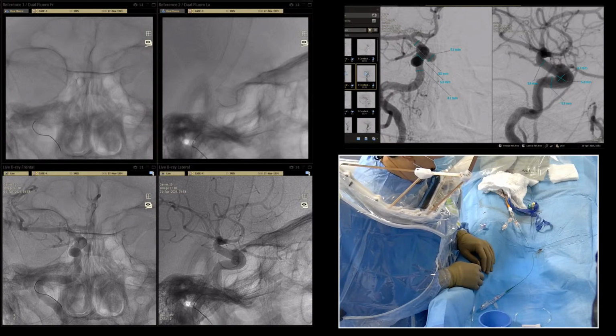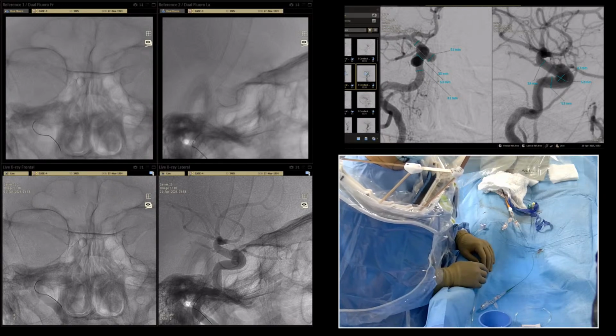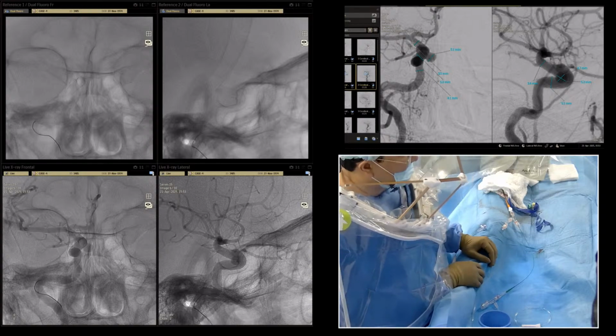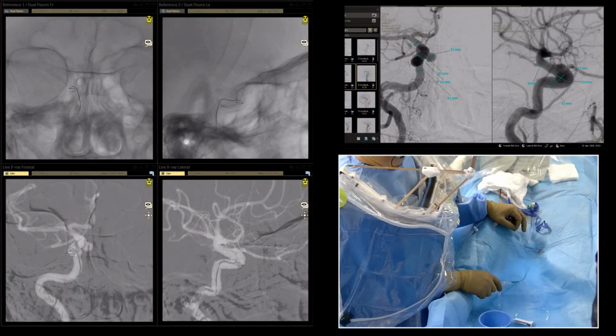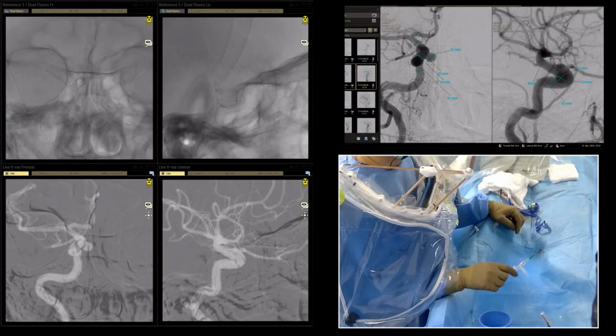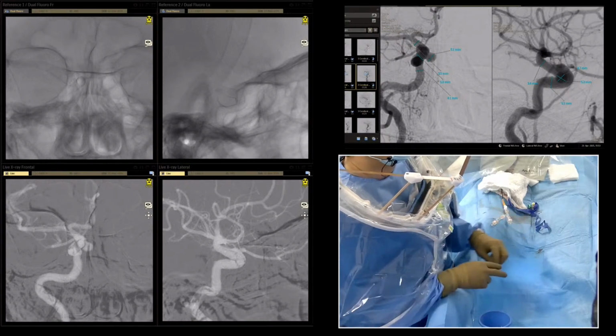Yes, it's fully attached to the wall. It's a Pipeline Shield, that's why I'm not worried about the stent. The radial force is quite good, and on AP we covered the neck region, on lateral we covered the distal part.